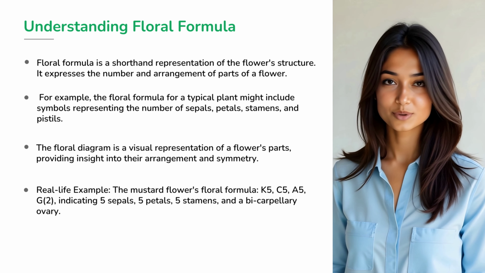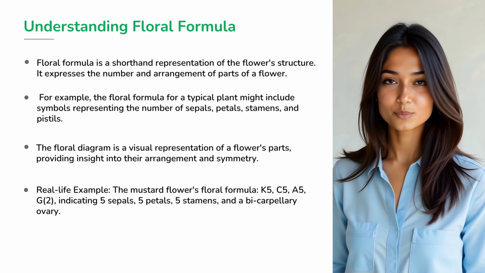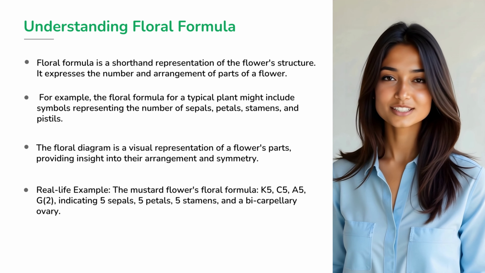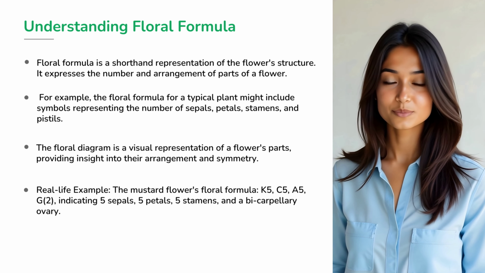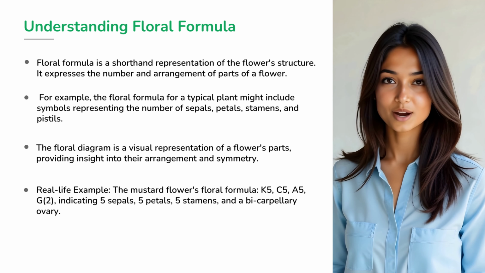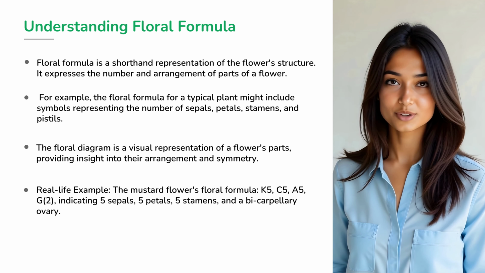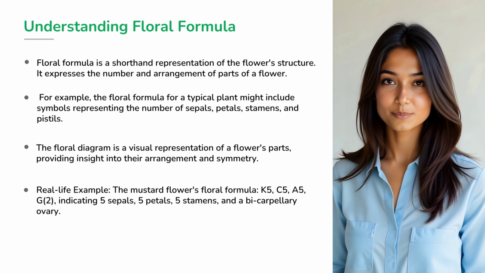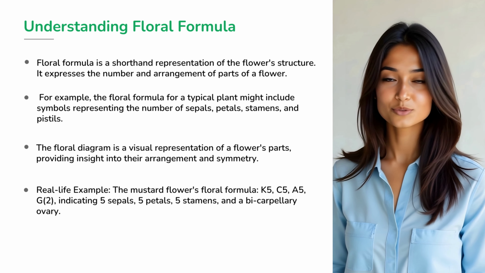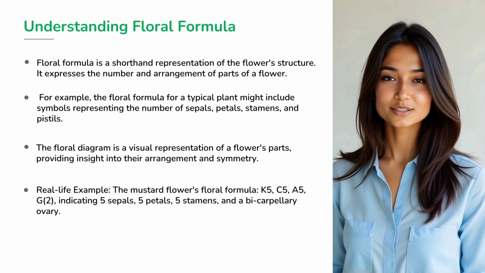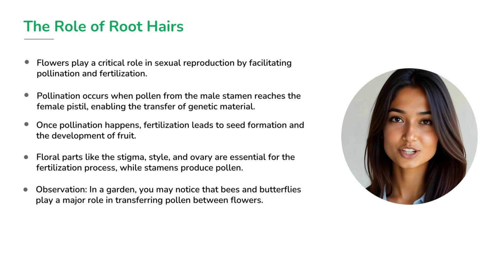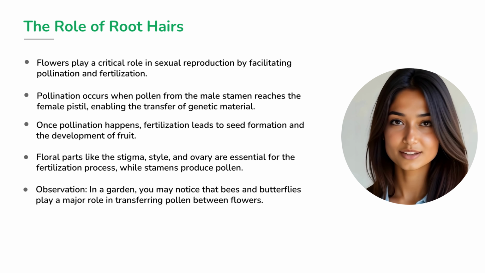This diagram here breaks down the flower into its basic components: the sepals, petals, stamens, and pistils, each with a unique role in reproduction. Real-life example: think about when you see bees buzzing around flowers. They're helping with pollination, transferring pollen from the male part to the female part, which is how fertilization begins. It's like a natural matchmaking service. Flowers are more than just pretty faces.